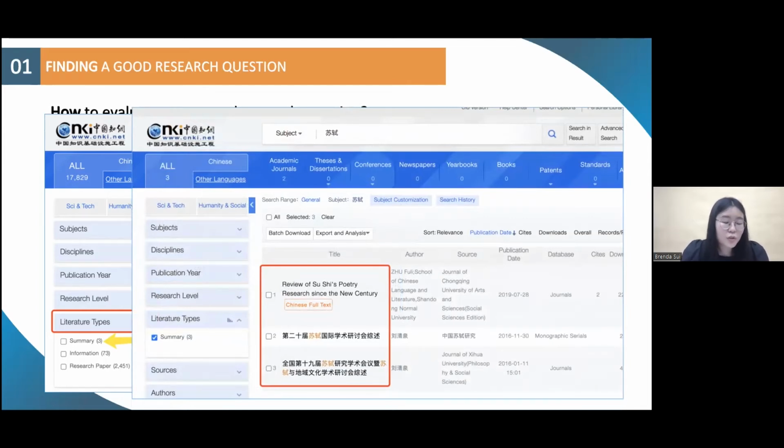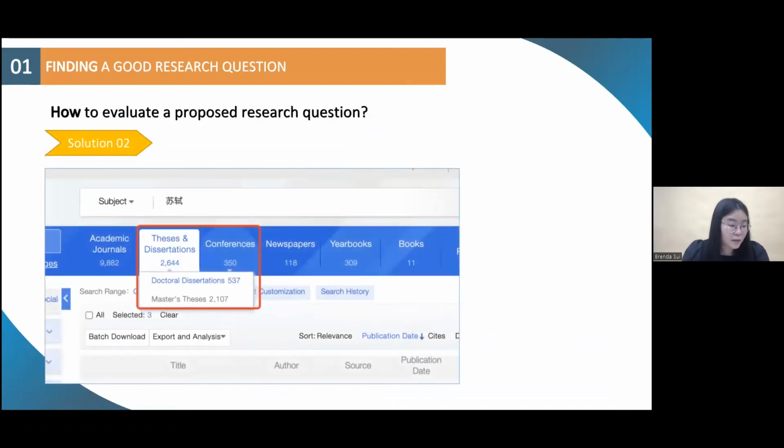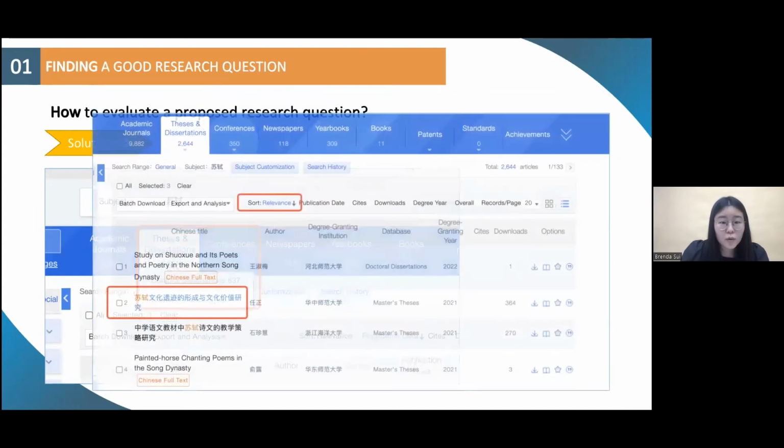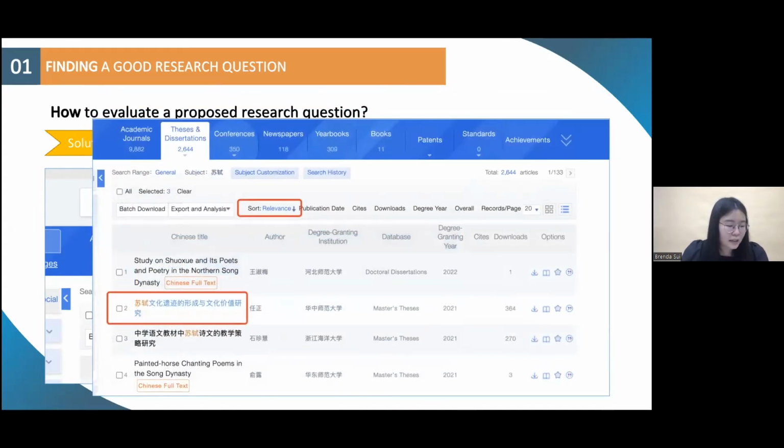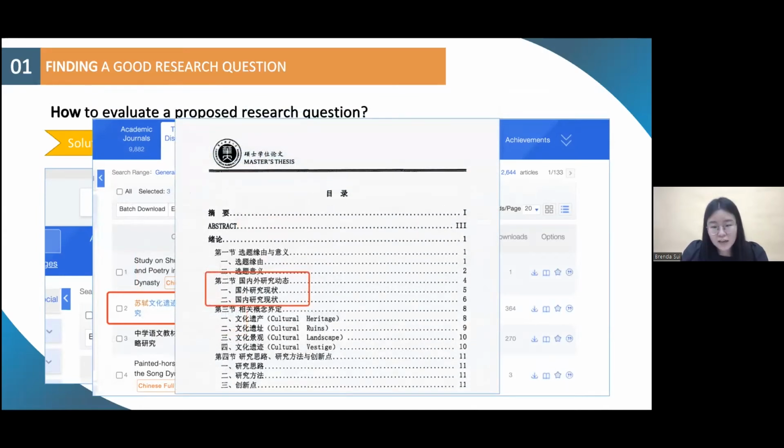We can still refer to theses and dissertations, because every single one of them has a literature review section, right? For instance, we can filter here. Also, we input Su Shi, and we can change to another database, thesis and dissertation. Here we can sort or filter by relevance and pick the one most relevant to our own studies. Then we can see the literature review section and find out research trends and gaps.